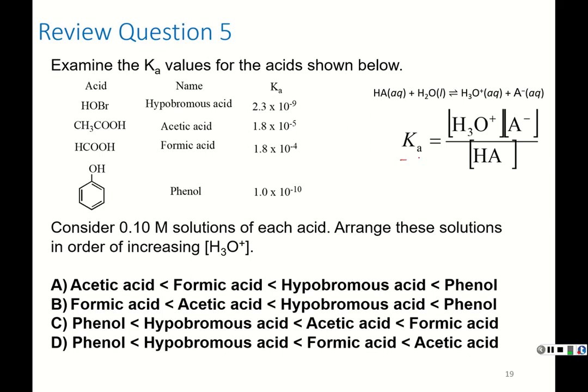So remember what that Ka expression is. The bigger number for Ka means you have more of the products being produced, so it's dissociating more, so that means it's going to be a stronger acid. So if we just rank these, looking at the size of Ka, the biggest Ka here is going to be formic acid, that'll be number 1, then acetic acid would be number 2, hypobromous acid 3, and phenol 4. So that's the order we're going to need to look for in the choices, and that choice here would be choice B.